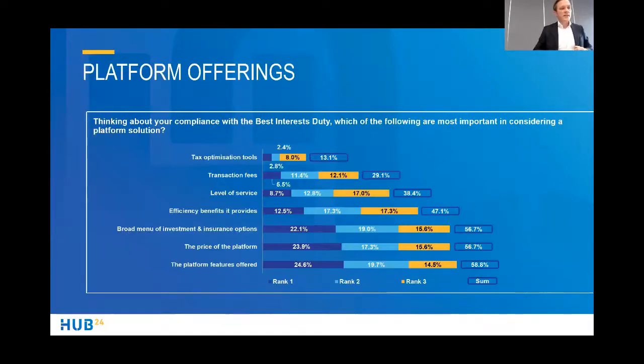The next slide is an equivalent question, but with respect to platform recommendations. With respect to compliance with best interest duty, which of the following are most important when recommending a platform solution? There were three equally high prioritised answers: the price of the platform, features, which I think we would expect both of those, and a broad menu of investment and insurance options, so flexibility for implementation, really. They were the three priorities for advisors when it came to compliance with best interest duty for platform recommendation.